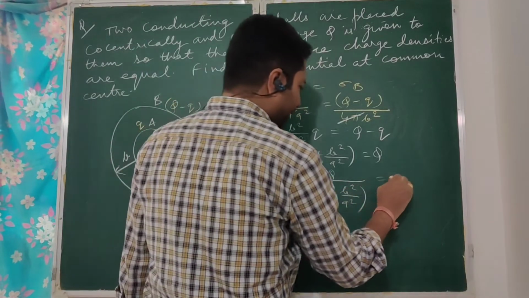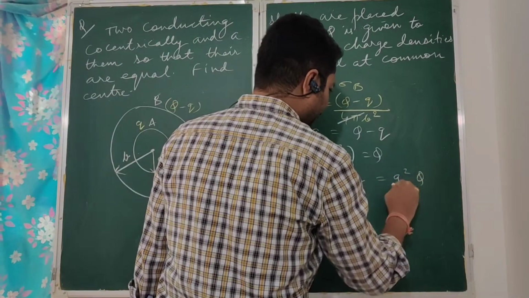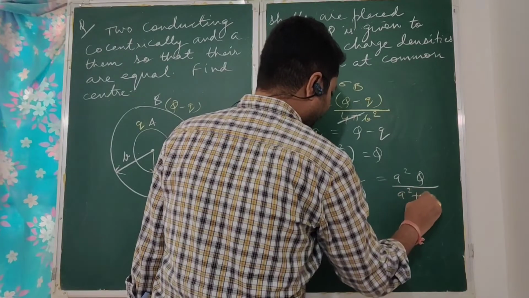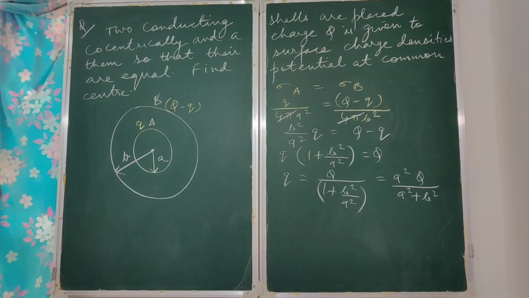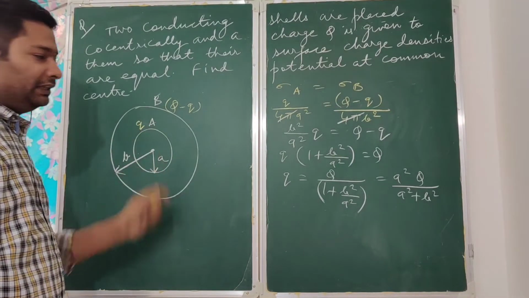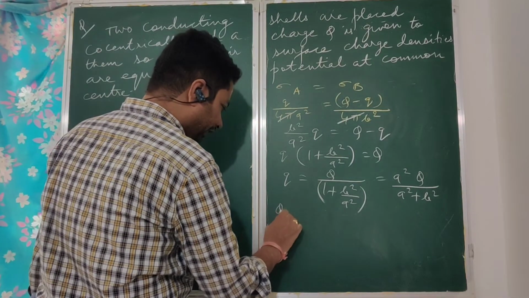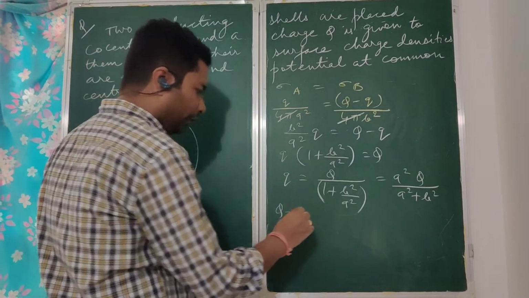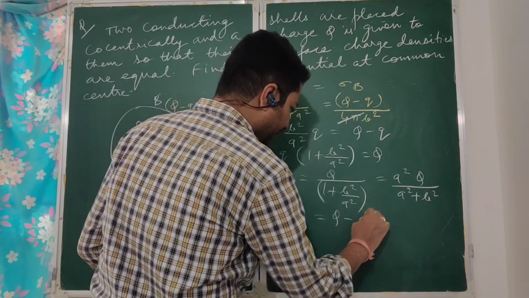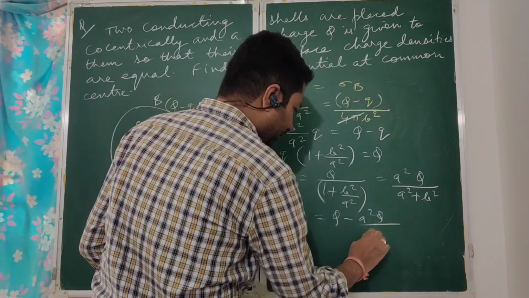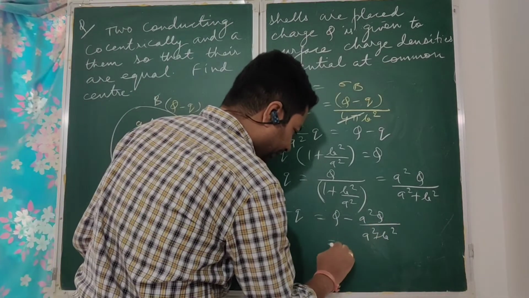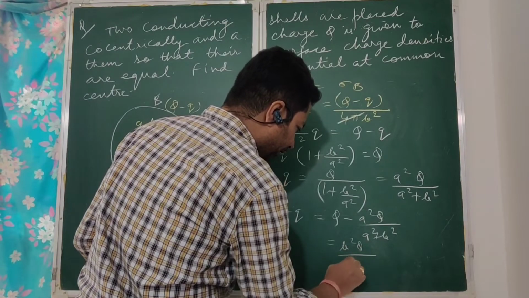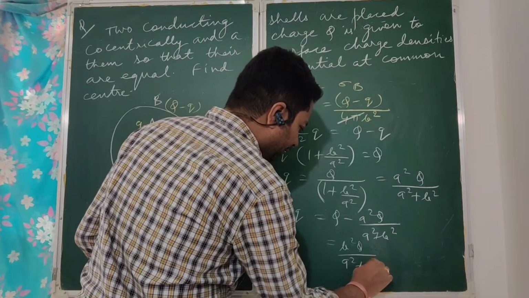And this can be written as A square into capital Q by A square plus B square. So this is the charge on the inner shell. What is the charge on the outer shell? Capital Q minus a small q. So we can write capital Q minus A square Q by A square plus B square. So it will be B square capital Q by A square plus B square.